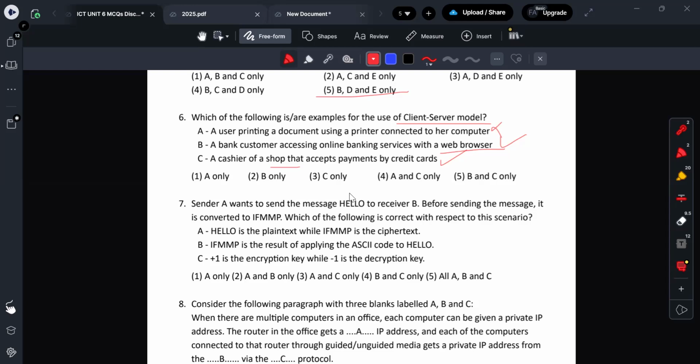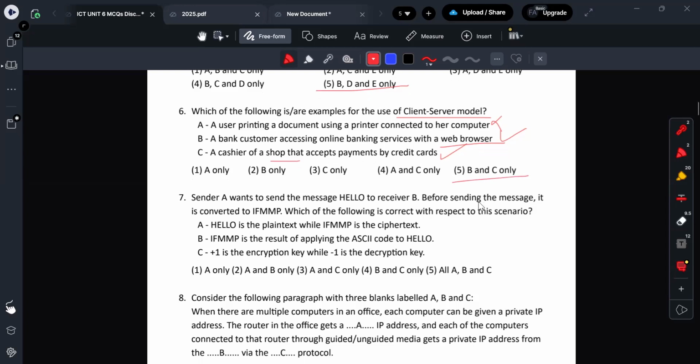So in statement A, a user printing a document using a printer connected to a computer, this one describes a local peripheral connection. Meaning it is using USB like that. And why is this not the answer? Because the computer sends data directly to its own hardware port. There is no network request being broadcast to a separate server machine that manages queuing or network resources for multiple independent clients, right? So in the client-server model, there should be clients that make requests and a centralized server that processes and responds to those requests. Right. So the answer is B and C only. I hope that was clear.